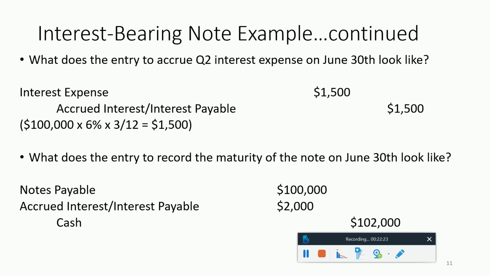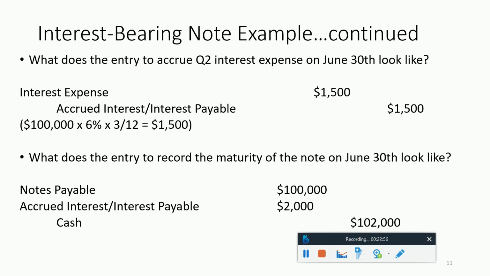Okay, now when we move along and we get to June 30th, we have another entry that we need to record for interest. That is going to be very similar to the previous calculation, except that instead of 1 month's worth of interest, we are going to record 3 months' worth of interest. So we're going to debit interest expense for $1,500, and we're going to credit accrued interest or interest payable for $1,500. And then finally, June 30th is also when the note matures.